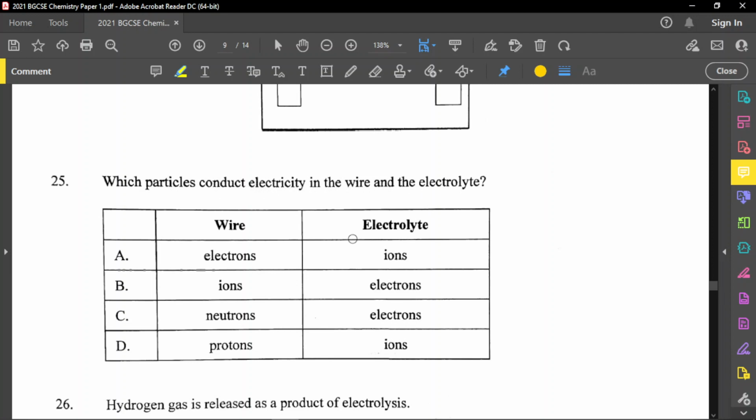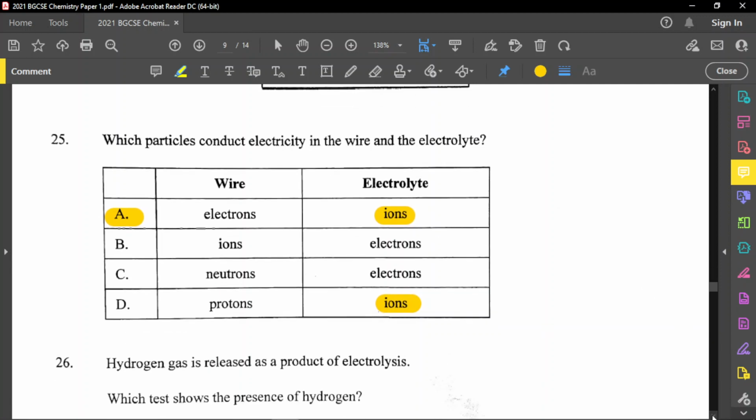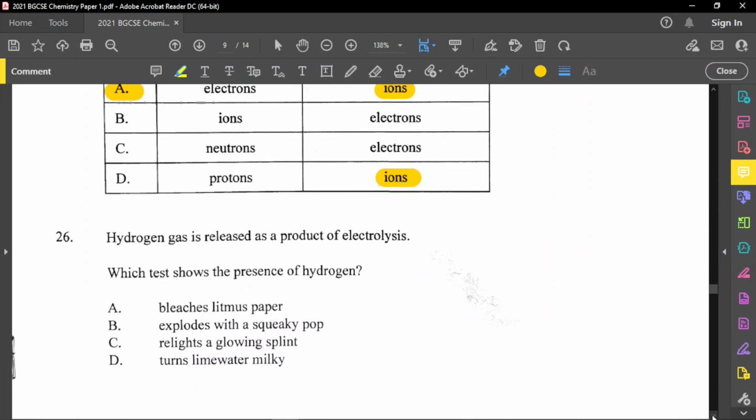So an electrolyte can be molten or in solution, and if it's molten or in solution, the electrolyte will contain ions. Remember, electrolyte will decompose to give out ions, and the ions will move to the electrode depending on the charges. So cations move towards the cathode, so the positive ions move towards the negative electrode. And in the wires, electrons are moving, so A is the best answer right here, and not D. So A is the answer for question number 25. In metals or the wires, electrons flow through, and the electrolytes will produce ions when they are decomposed by electricity.